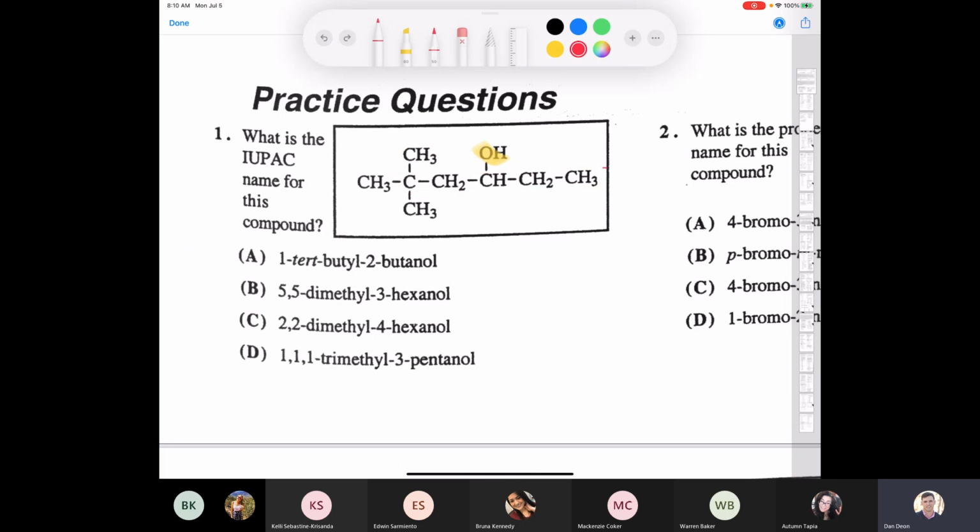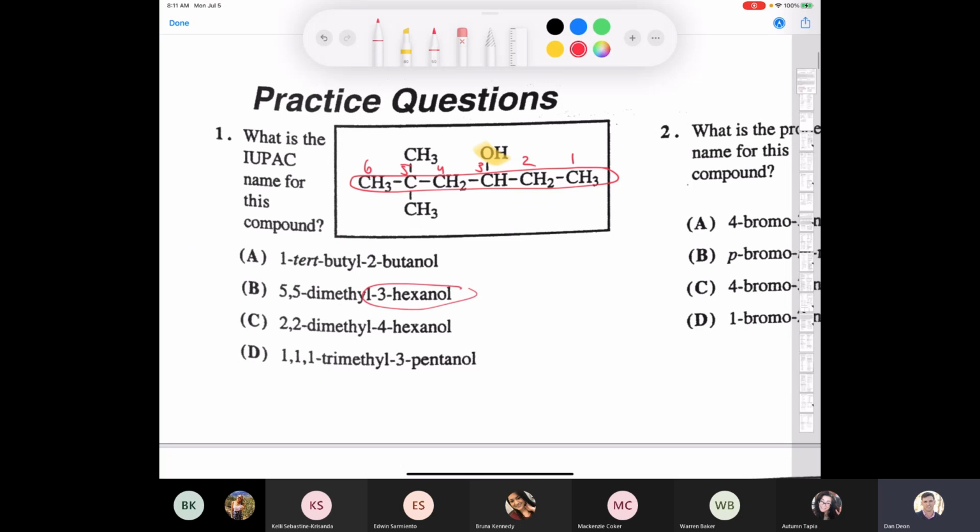So I'm just going to make a long horizontal line like this, and you can see that in order for this to give the hydroxyl group the lowest possible number, you have to start numbering here. 1, 2, 3, 4, 5, 6. So what does that mean? It means that this must be a 3-hexanol. And so it can only be this answer, right?